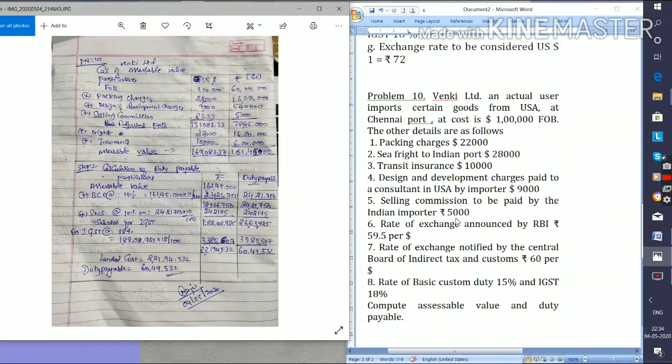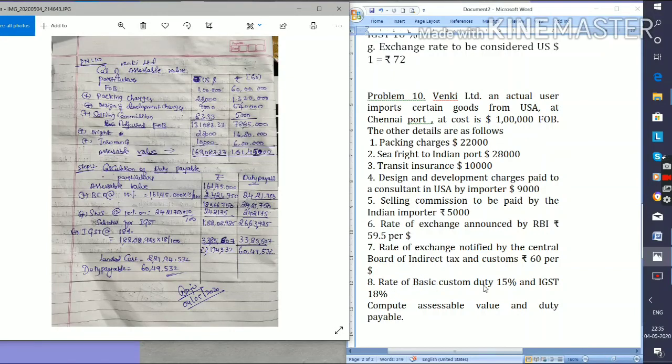foreign currency. How to convert to foreign currency? Take the Indian rupee divided by the exchange rate. Whatever amount is given, if you divide it, then you will get the dollar amount. Next, rate of exchange announced by RBI. Ignore. Rate of exchange notified by the Central Board of Indirect Taxes and Customs. You have to take this because they have the authority to give the rate.